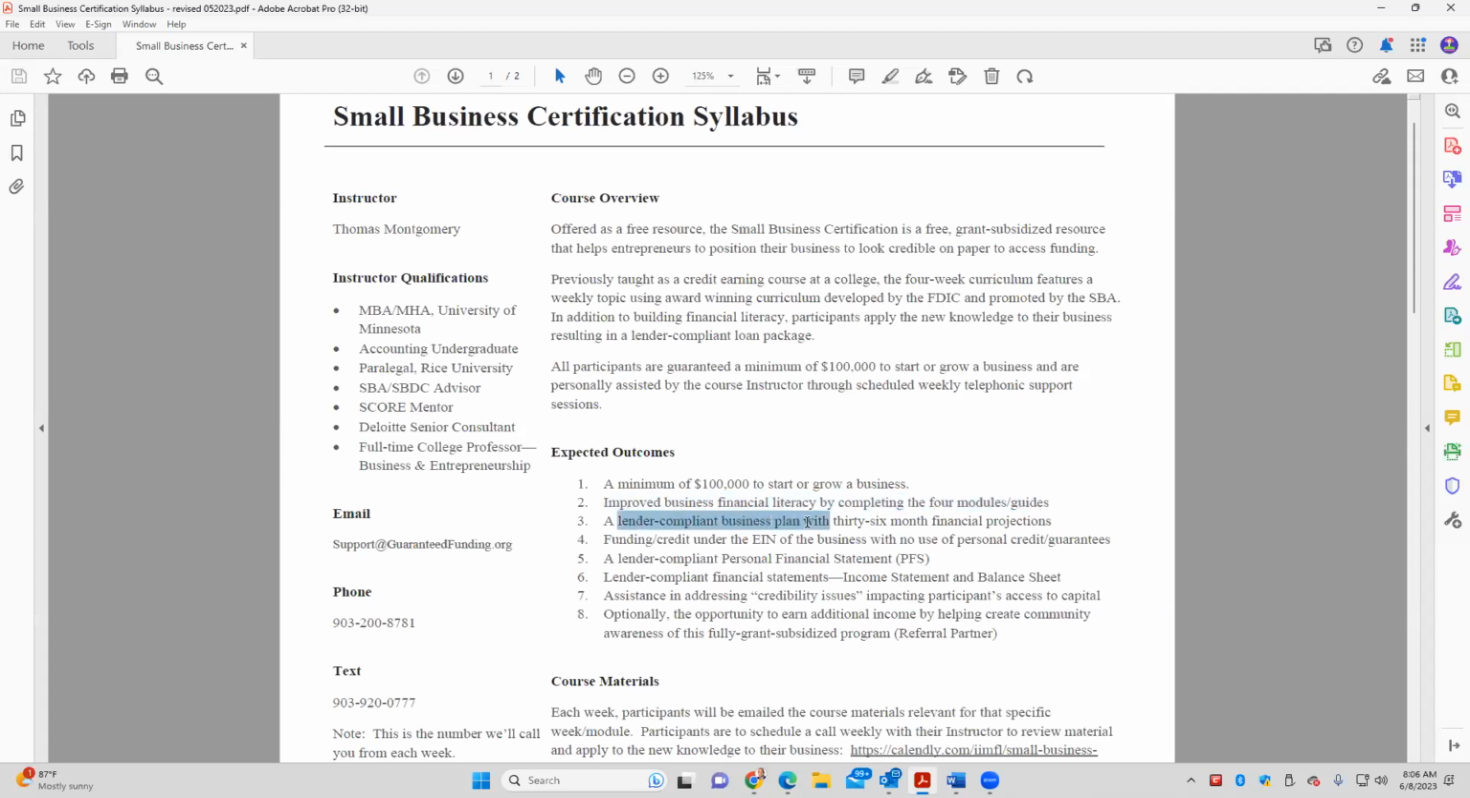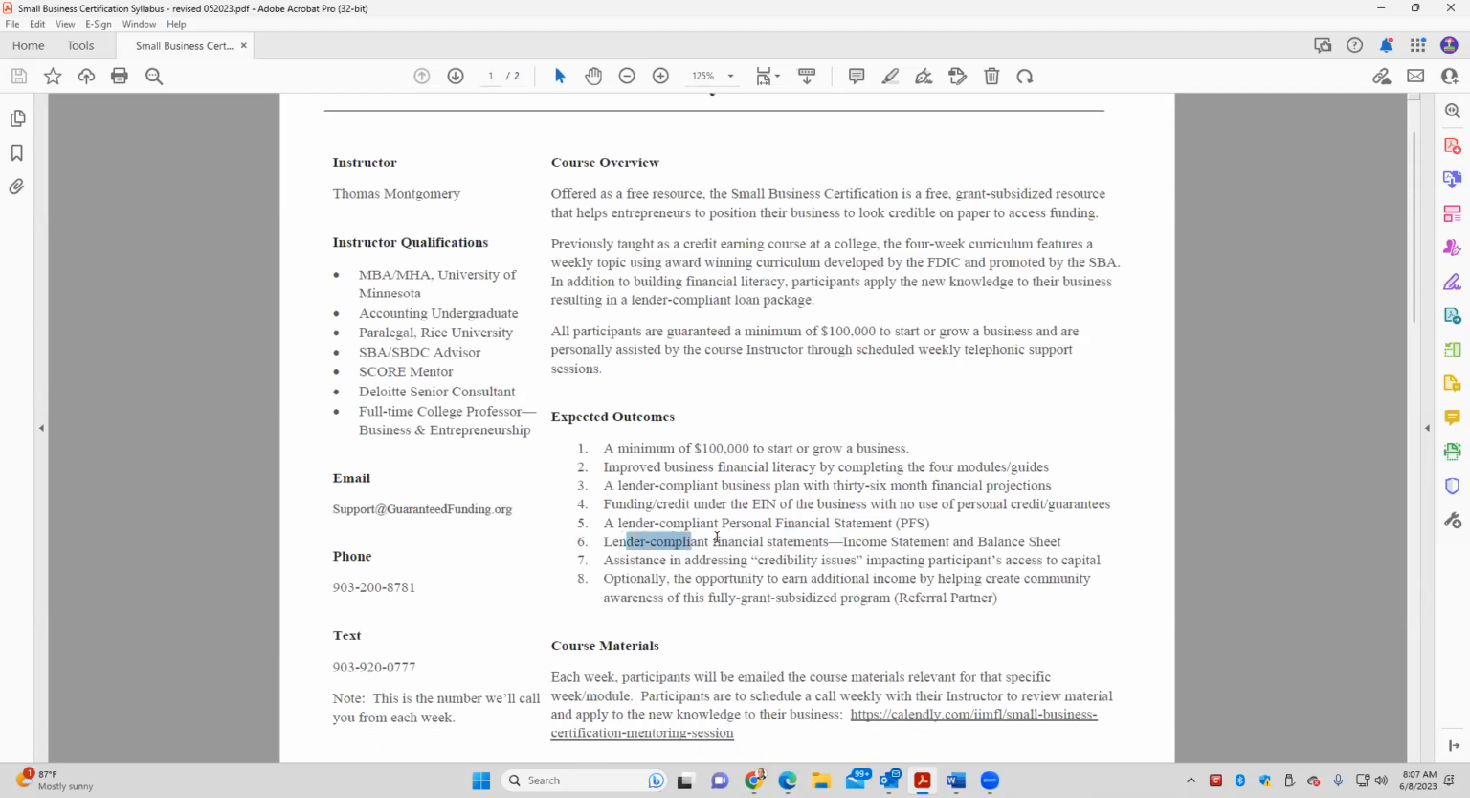They're going to have a lender compliant business plan, including 36-month financial projections. We're going to help them establish funding and credit under their EIN with no use of personal guarantees. They're going to have a lender compliant personal financial statement. And because of the volume that I teach, I actually have someone that helps me with some aspects of this, including the PFS. Lender compliant financial statements, income statements, and balance sheets specifically.